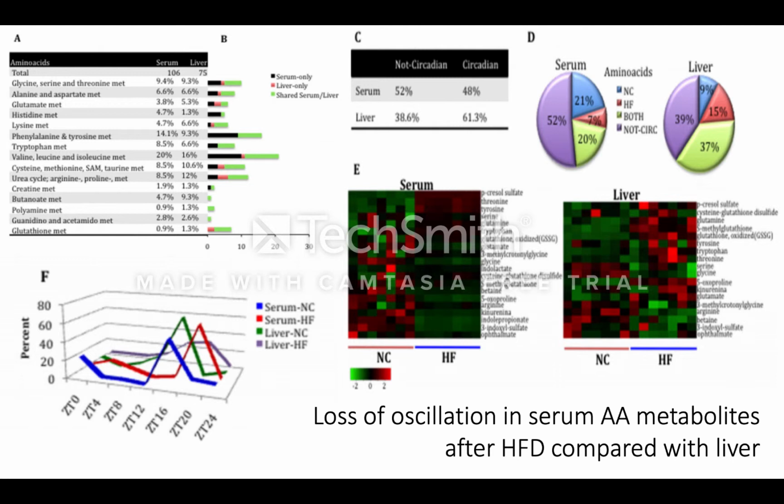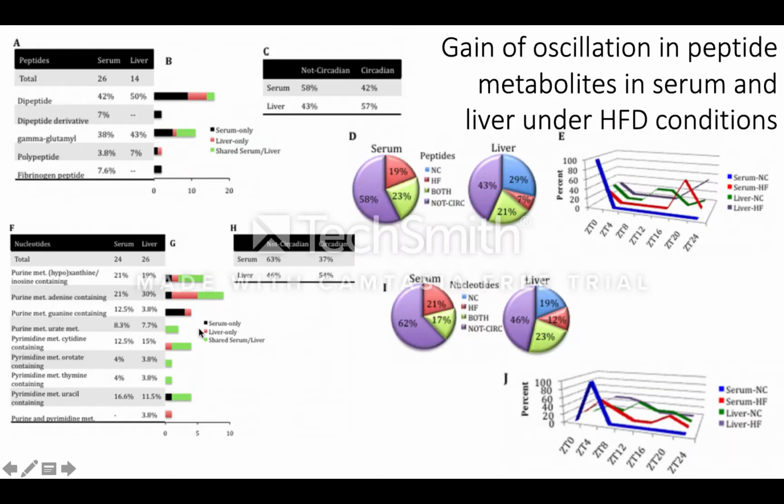as compared to the liver, which again shows that the serum is more susceptible to nutritional challenge, such as the high fat density diet. Some metabolites in the liver completely lost oscillation in the high fat density diet, HFD, while others only showed oscillation under HFD in the serum, as you can see in Figure E. I know it's hard to read. Figure F showed that most of the metabolites in the serum and liver peaked at the time ZT16 under normal condition and ZT20 under high-fat diet.